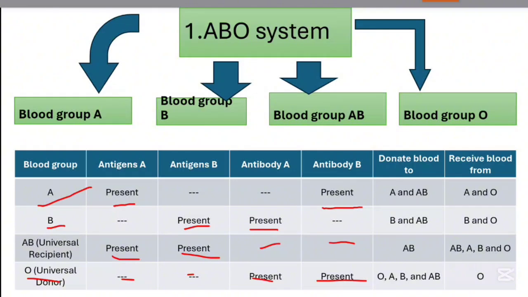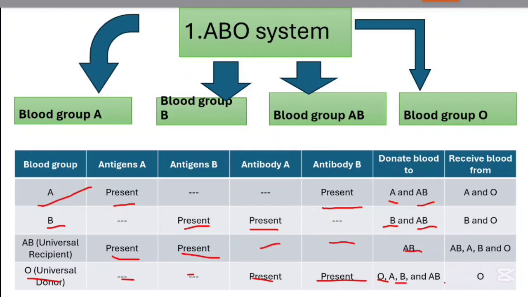Blood group A can donate blood to blood group A and blood group AB. Blood group B can donate to blood group B and blood group AB, and blood group AB can donate to blood group AB only. And blood group O can donate to O, A, B and AB. So blood group O can donate to all the blood groups. Therefore, blood group O is known as universal donor.